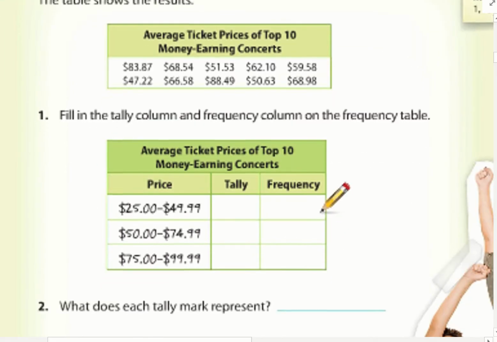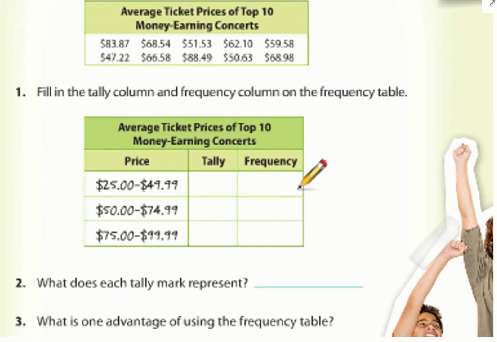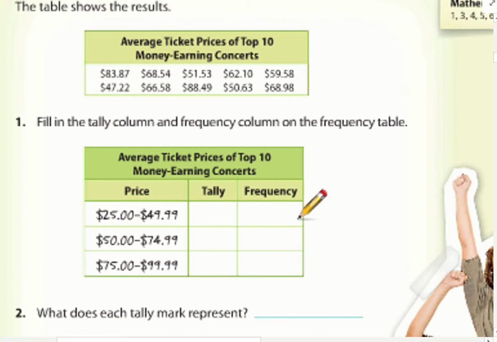So the real world link. Fill in the tally column and the frequency column on the frequency table. So we have 83, 87. That's going to be between 75 and 99. 68, 54 is going to be here. 51, 53 is going to be here, and we're just making tallies.